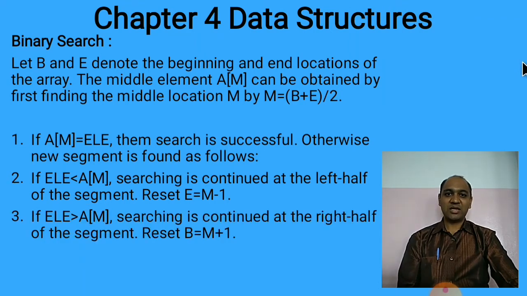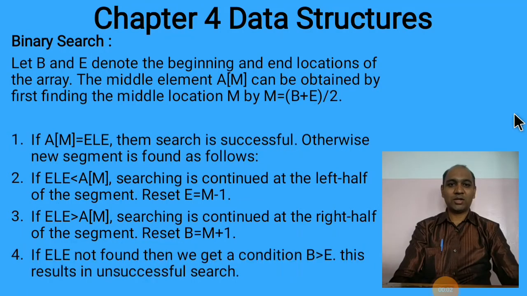Now let us take the third criteria. If element is greater than a of mid, then the search is continued on the right half of the segment by resetting b is equal to m plus 1. So that is the middle point is acting as a beginning, and we are moving on to the right hand side by adding 1. m is the midpoint, m plus 1. Okay, so next, the fourth condition here is if element is not found, then we get a condition beginning is greater than ending.